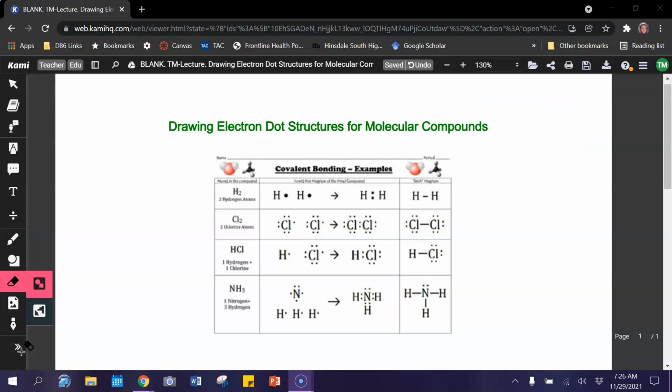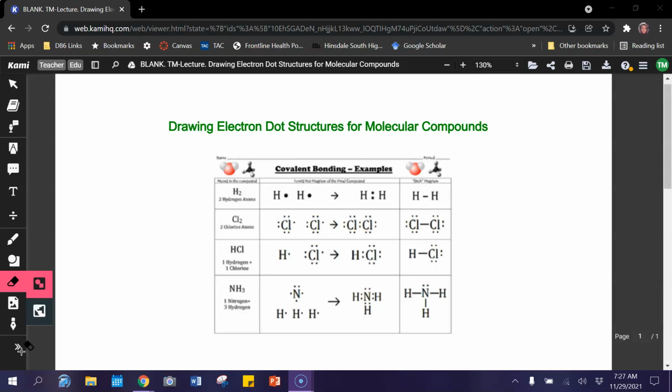Now that was different from what we're going to be doing now. Now we're looking at molecular compounds. Now recall that molecules are compounds that are made up of non-metal elements. And because they are made up of nonmetals, nobody is going to be giving electrons away. Instead, they are going to achieve full valence shells by sharing electrons. So they are going to satisfy the octet rule by sharing electrons with each other.